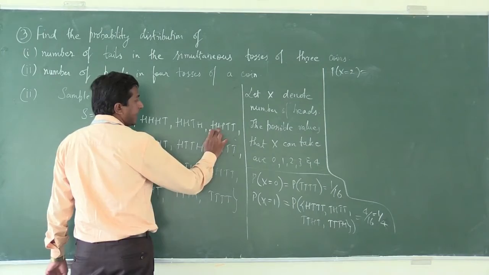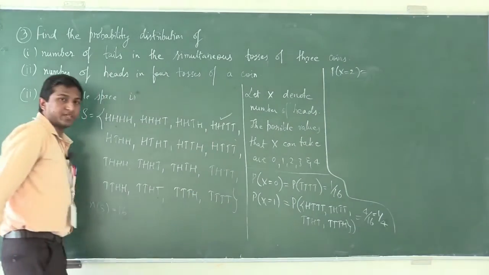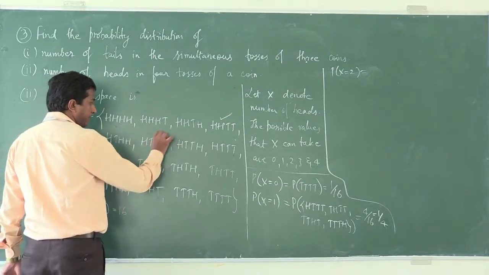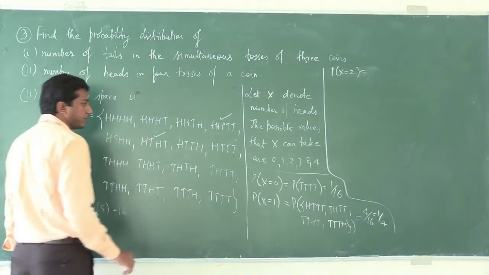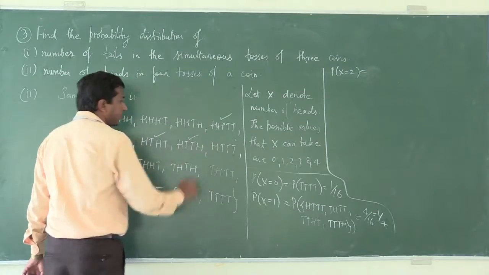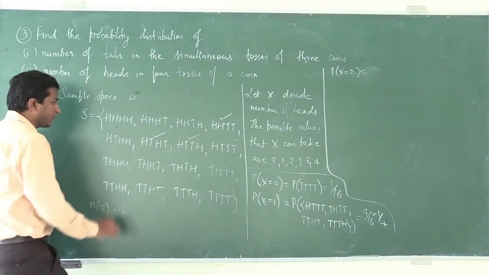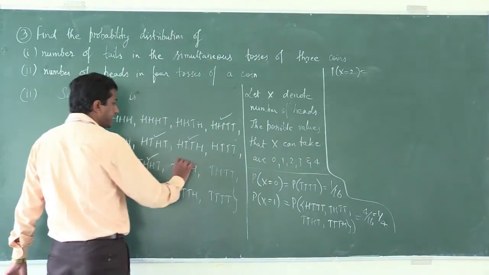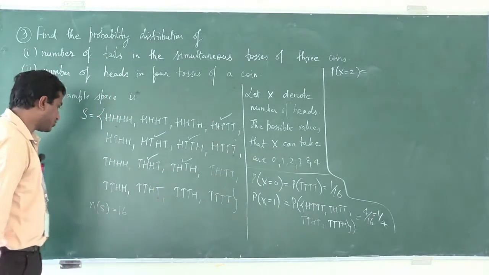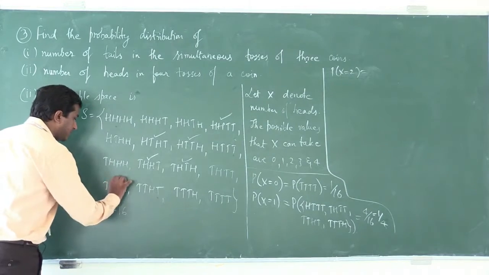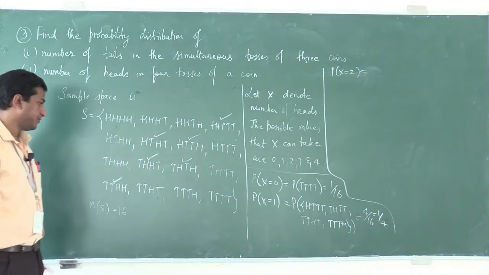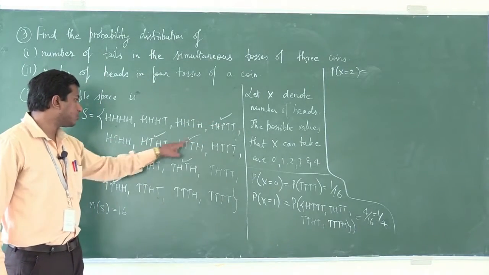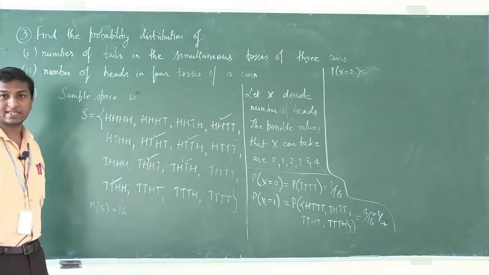So I have HHTT. This is one outcome wherein I have exactly 2 heads. Then here HTHT, then HTTH, then THHT, then THTH, then I have TTHH. Yes, that is it. So totally I have 1, 2, 3, 4, 5, 6 outcomes.